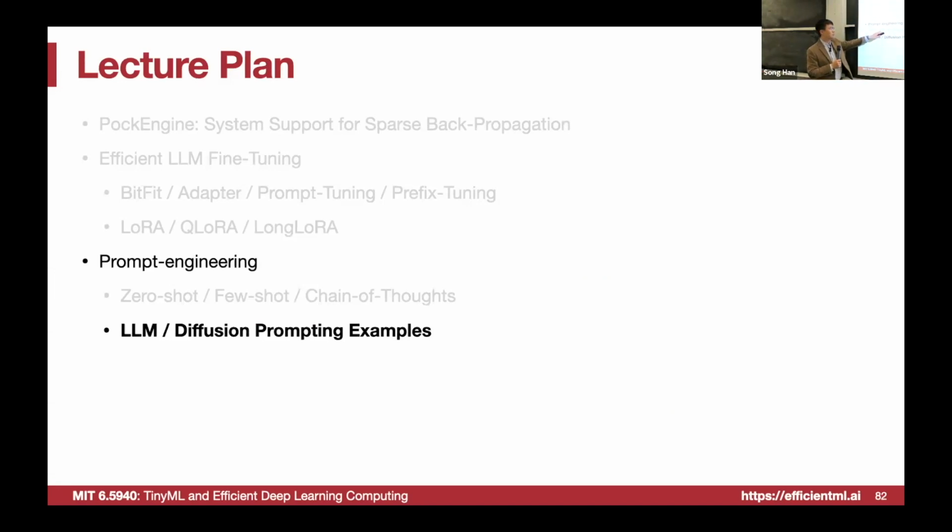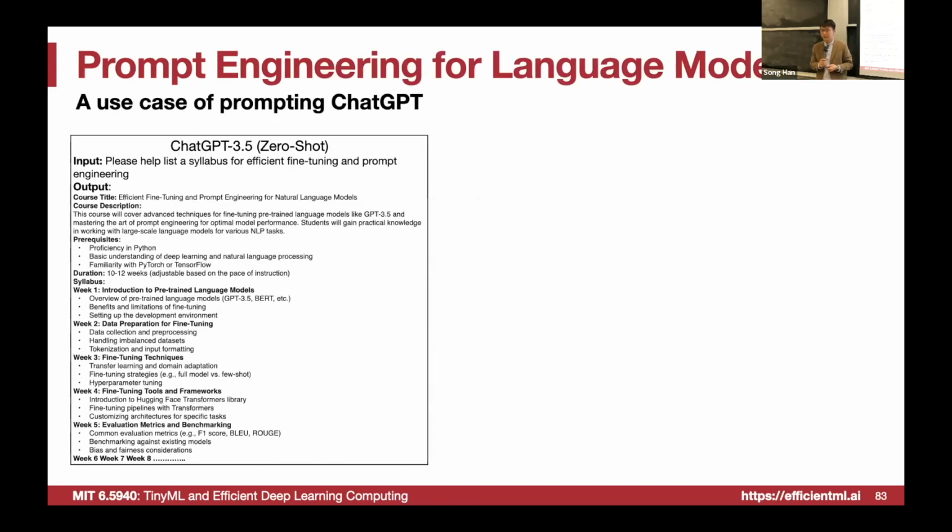Having talked about zero-shot, few-shot, and chain of thought prompting, let's see some interesting prompting examples for large language models and also for diffusion models. Let's see an example of prompt engineering for language models. This is a use case: please help us list a syllabus for our course on efficient fine-tuning and prompt engineering. It's going to give a pretty long description, like introduction to pre-trained language models, data preparation for fine-tuning, techniques, fine-tuning tools, frameworks, evaluation metrics.